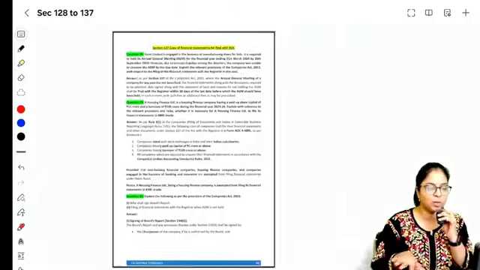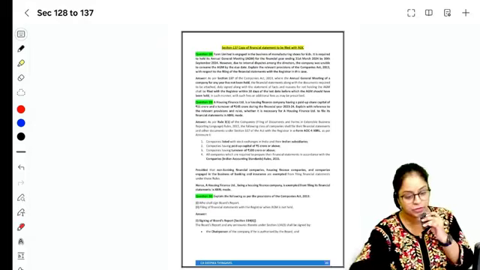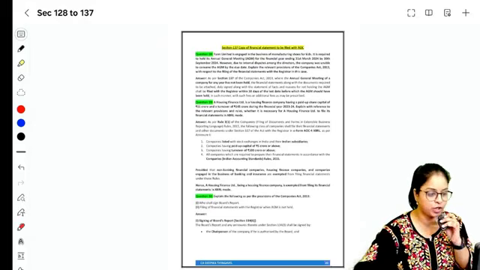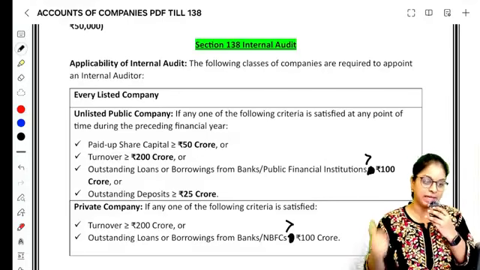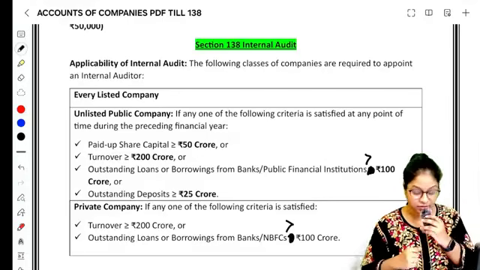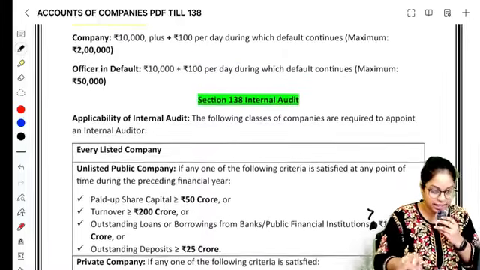Right, so that's all the questions related to section number 137. So we are almost towards the end of the chapter. Let's move on to the next section, section 138. Moving on to section number 138, the last section that we have in this particular chapter before we do CSR, is section number 138, internal audit.